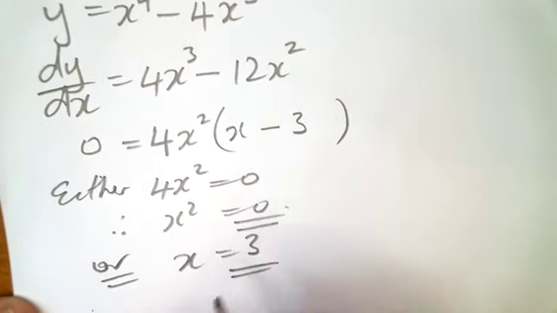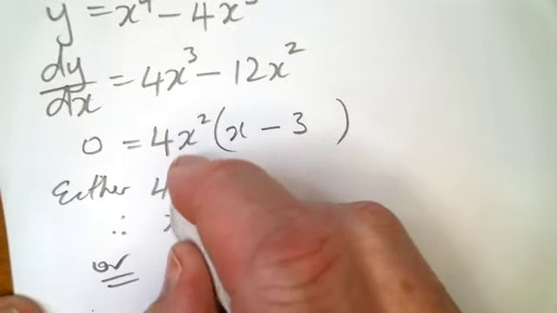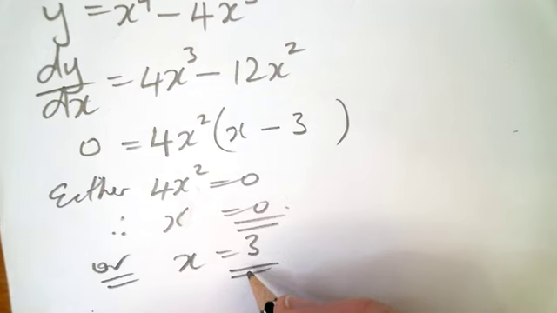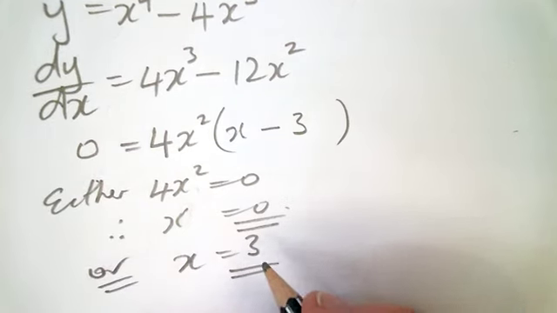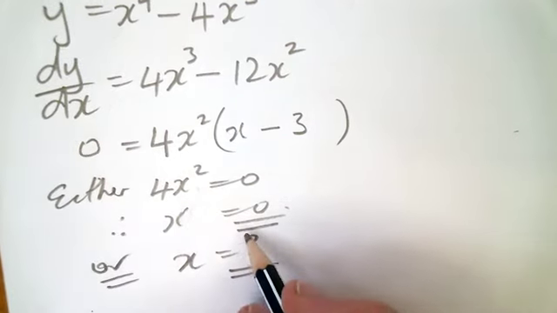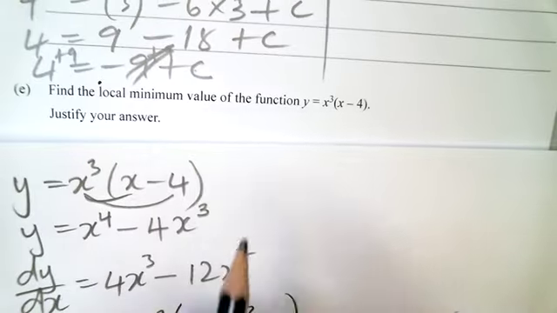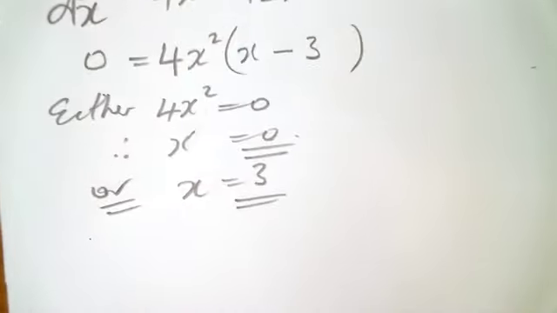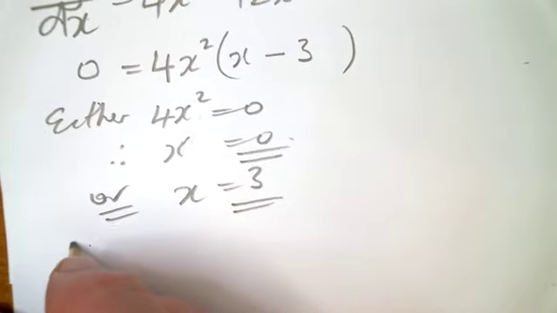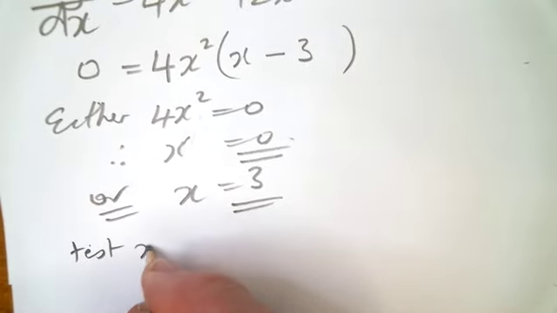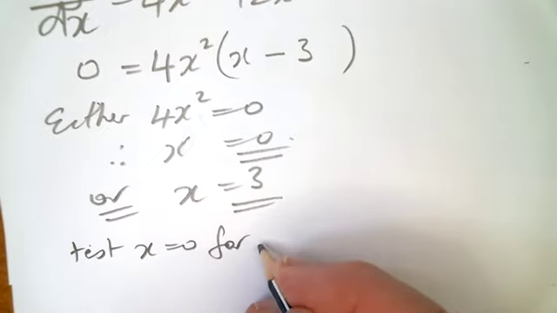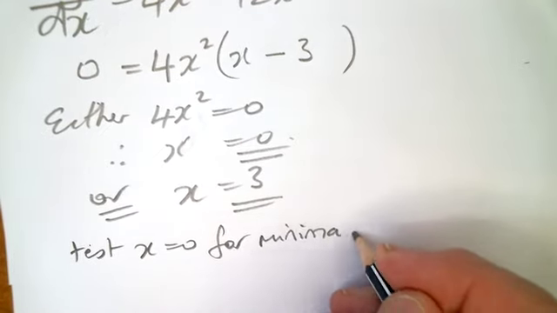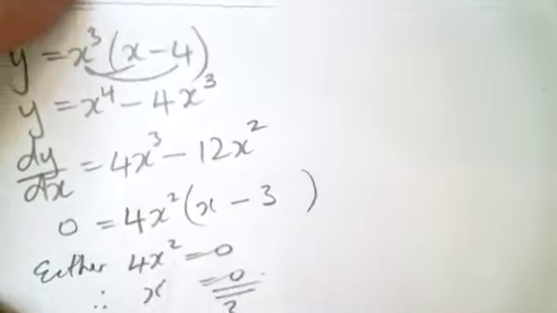So we've got, therefore, x is 0, and x is 3. There are 2 values. Now, we want to test both of those, because the question says find the local minimum value. Okay, so let's test them. So test x equals 0 for minima. Okay, so let's go ahead and do that.